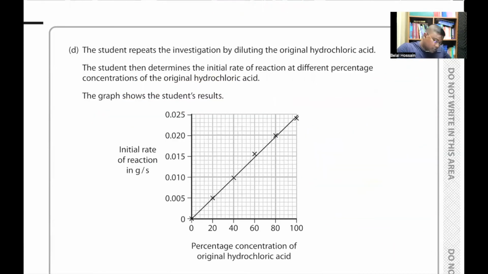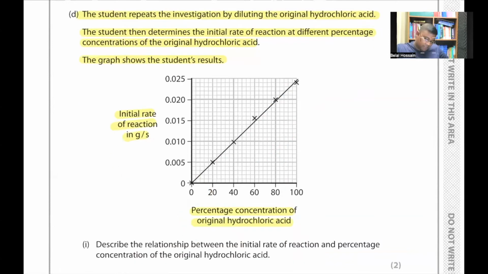Part D. The student repeats the investigation by diluting the original hydrochloric acid. The student then determines the initial rate of reaction at different percentage concentrations of the original hydrochloric acid. The graph shows the student's result: initial rate of reaction against percentage concentration of original hydrochloric acid. As you can see, if we use 100% of the original hydrochloric acid, the rate of reaction in the beginning is really high. But as we keep on decreasing, the rate of reaction decreases until it reaches 0.